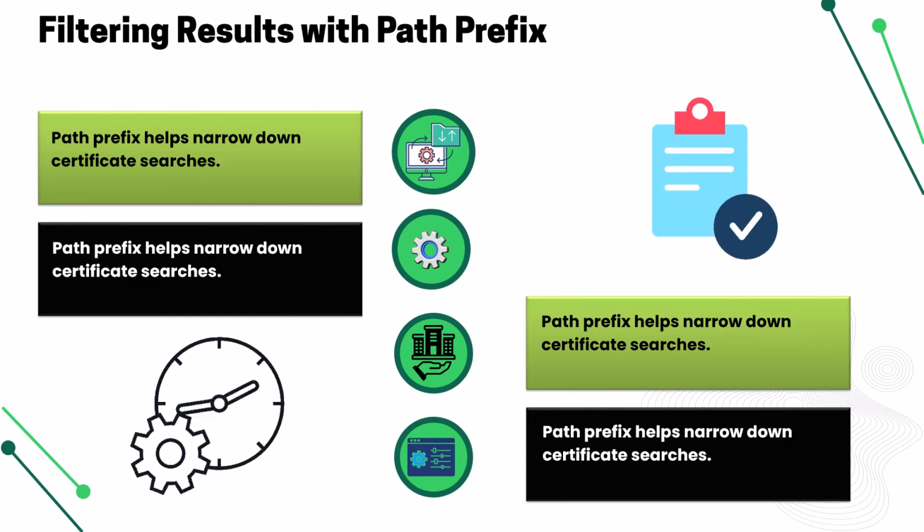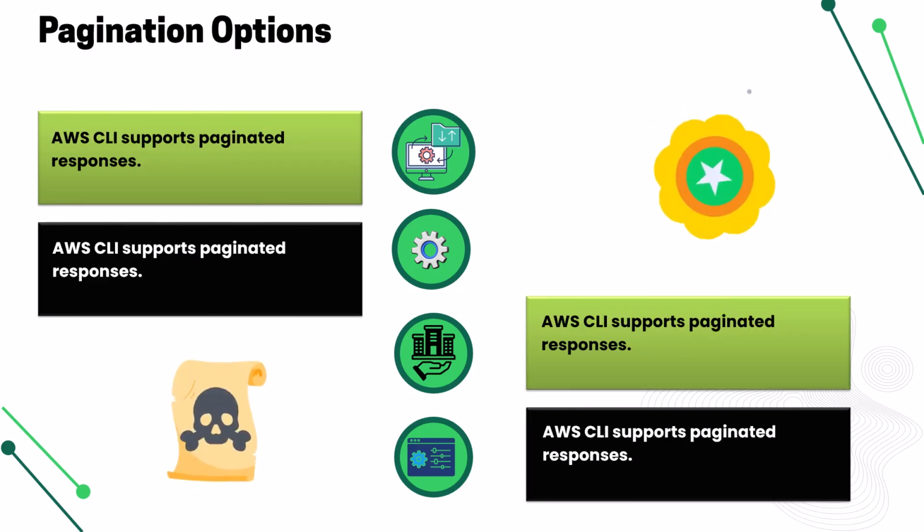Filtering with path prefix is like using a search bar instead of flipping through pages manually. It helps you find exactly what you need without the extra clutter. Think of it as ordering coffee. You don't just say coffee, you specify latte with oat milk, no sugar. Precision matters.